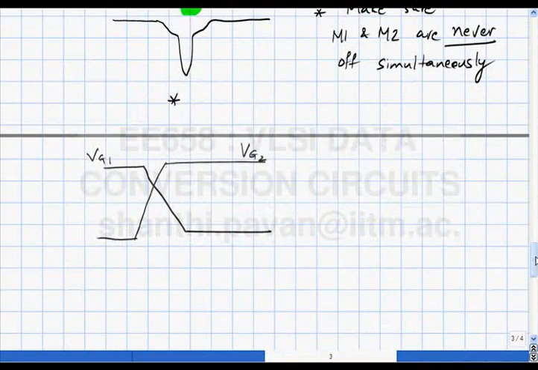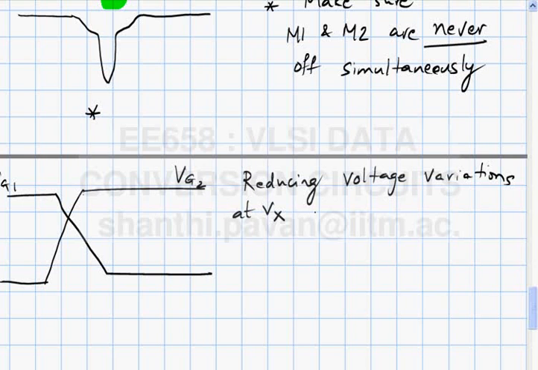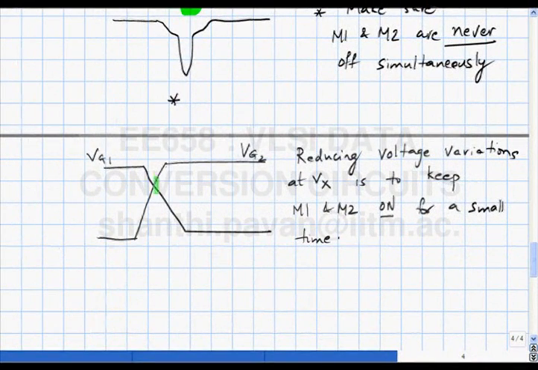So a standard way of reducing voltage variations at Vx is to keep M1 and M2 on for a small time. In other words, this point, which is called the cross point, must be manipulated by changing the timing of the two signals which come there, by making sure that M1 and M2 both conduct for a short interval.